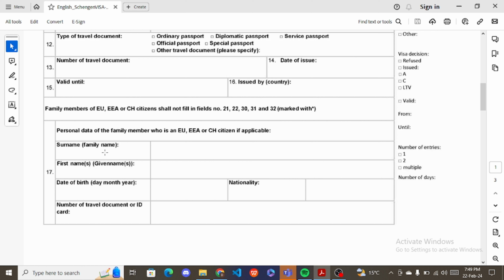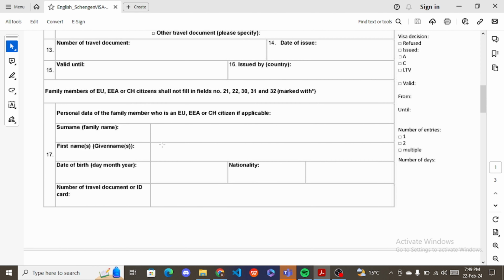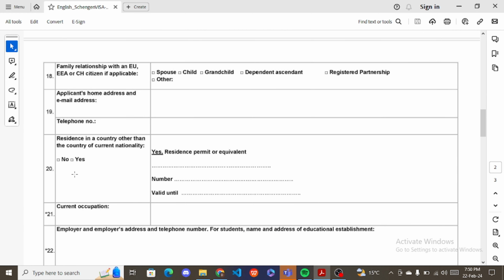So for those of us that have family members in the EU, if you have a family member in the EU or EEA, then go ahead and fill out their details. But if you do not have any family member over there, you just have to skip. You don't have to write anything here. But personally, I indicated not applicable, that's N/A. You can choose to indicate N/A or just leave it as it is, blank. The next section, number 20, residence in a country other than the country of current nationality.